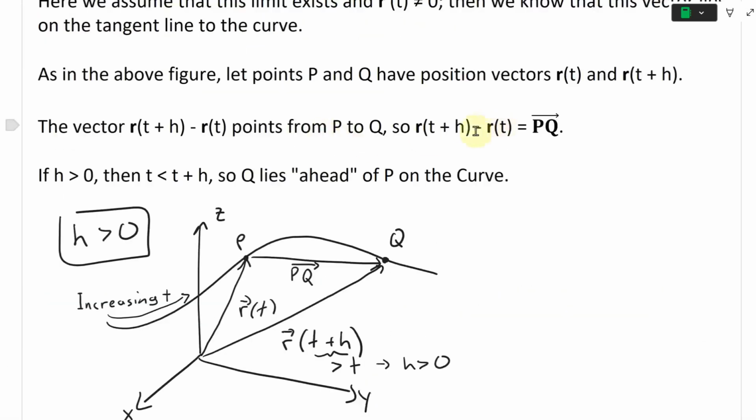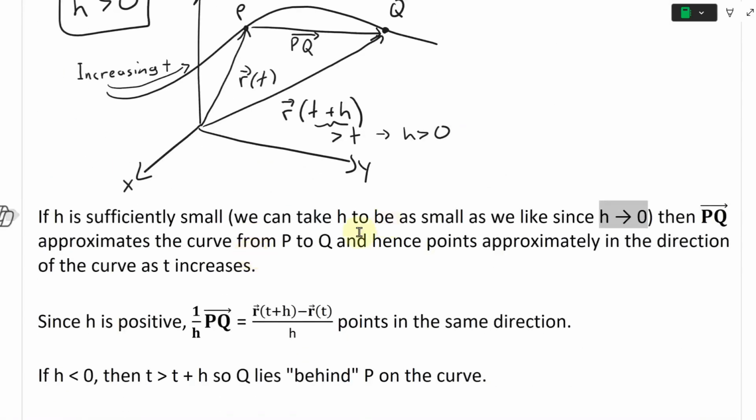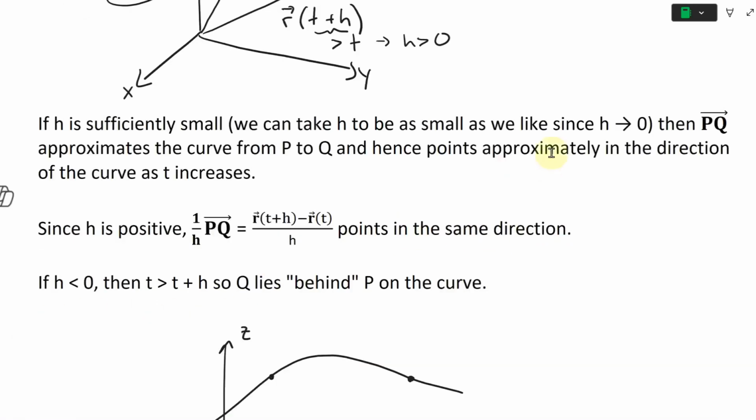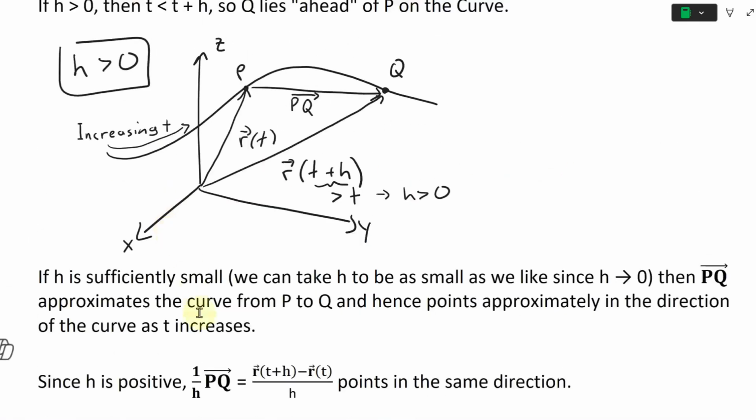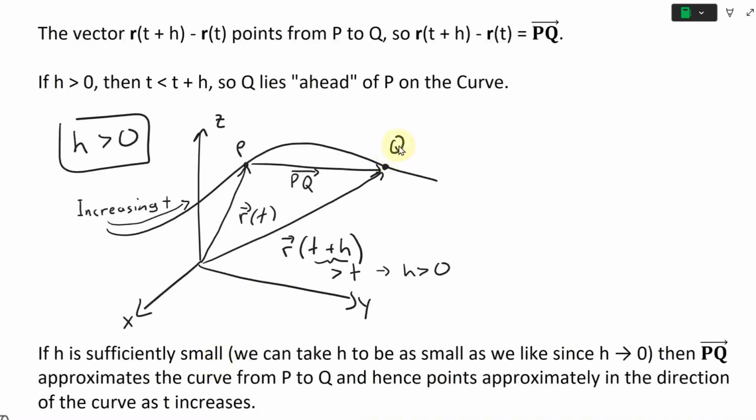So as you shrink h right here, this t plus h basically gets smaller and smaller until it pretty much coincides with P and Q. They both basically coincide together, and hence it points approximately in the direction of the curve as t increases. Basically what it means is, as you make h approach 0, Q gets closer and closer to P, and what we get is the limit right here, r prime of t, and it's going in the direction of increasing t, and going further.